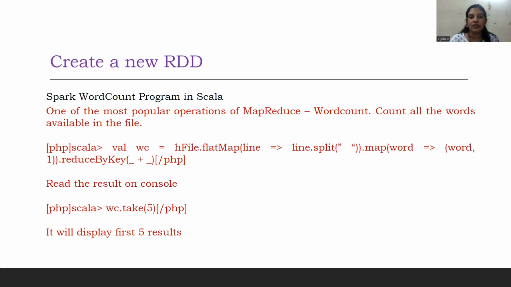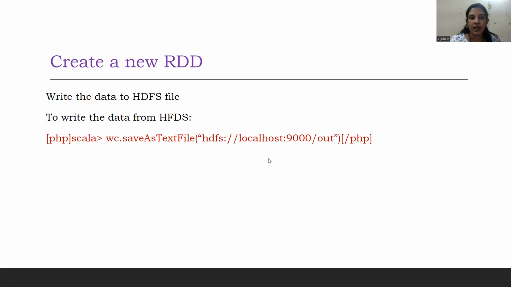So the next one is how you write a program for word count, that is, how to count the number of words in a file. Here the commonly used operation is map reduce. So they use map reduce to count all the words in the given file. And once it's done, it reads the result on the console and displays it. And you can see here the take given is 5, so it will display the first 5 results alone. And this command is used to write the data to an HDFS file.